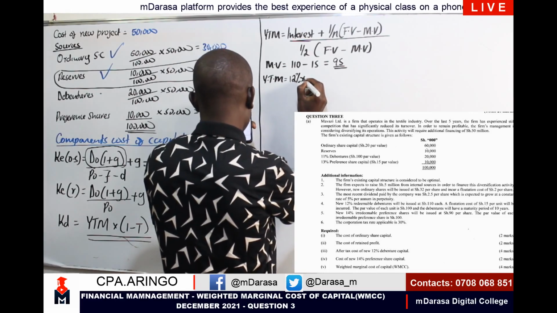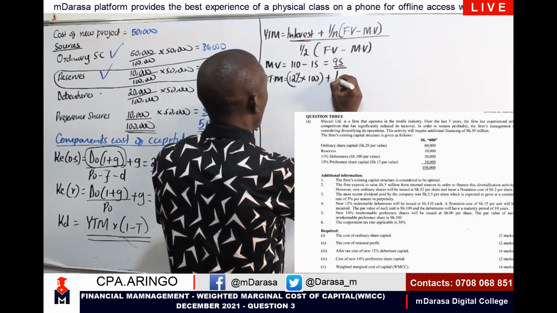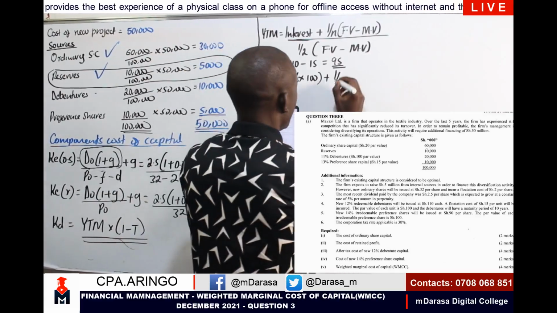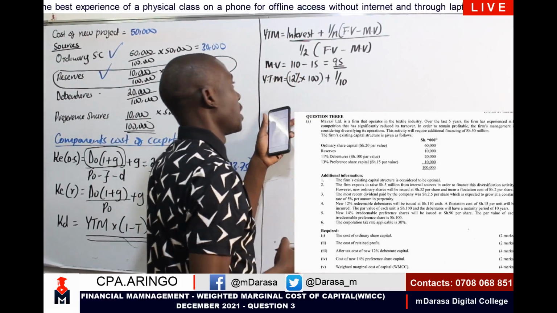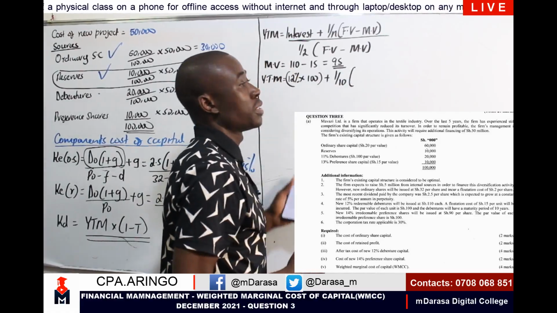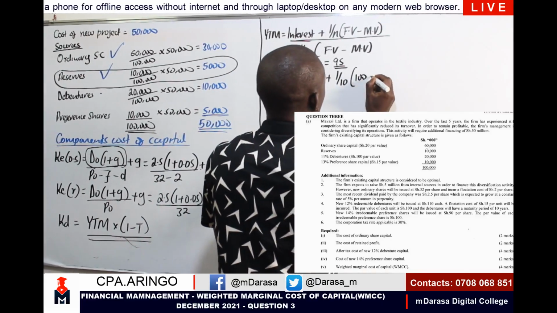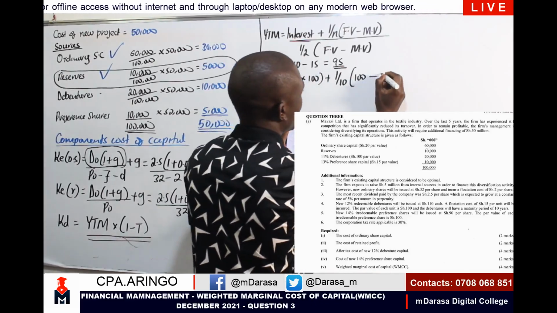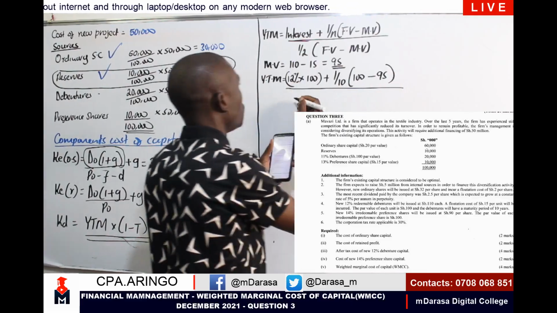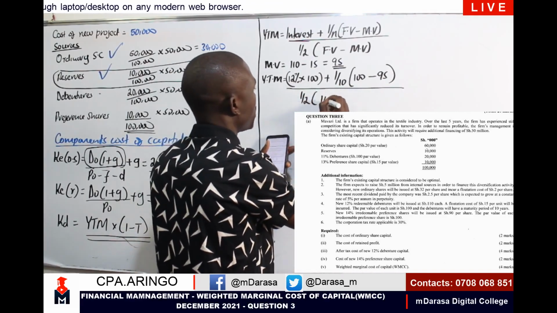Par value, which I was given as 100, plus 1 over the number of periods. In this case, it's expected to last for 10 years. Maturity period was 10 years. Face value is the same as par value, which was 100. We have determined our market value after deducting flotation cost to be 95. All of this we are going to divide by a half into face value, which is 100.